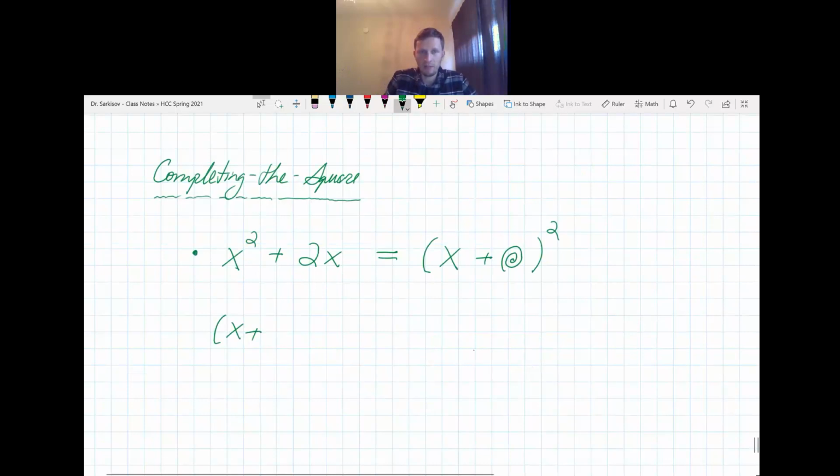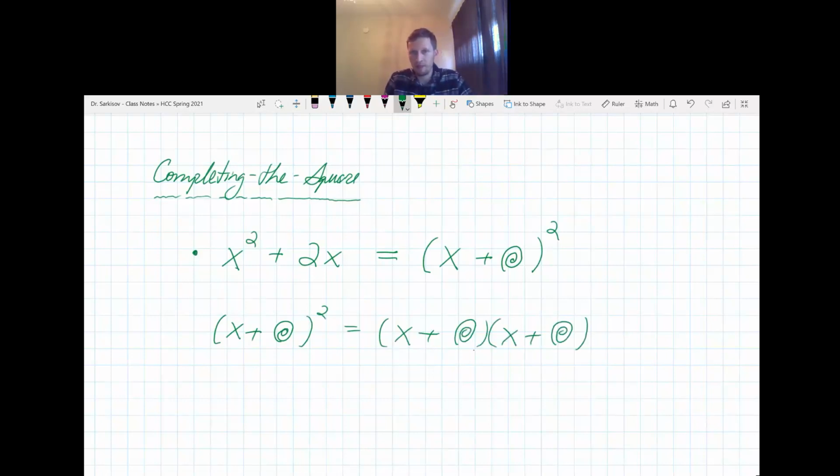Let's say x plus squiggle, squared. What is that? It's equal to x plus that squiggle times x plus the squiggle. Let's just remember what the square means. It means multiply the same thing by the same thing. Multiply it out, you get x squared plus, look, the outer terms, x times squiggle, plus the inner terms, squiggle times x, plus a squiggle squared, right?